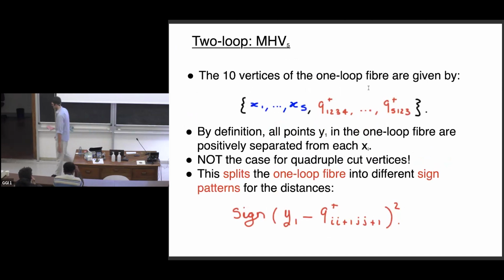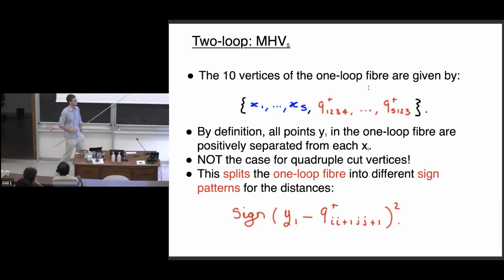So, as I said, at tree level, I'm going to do this for an example at 5 points. There's a single tree level chamber, so there's a single one loop fiber. It has some set of vertices given by the xi, together with some set of quadruple cuts, given by q plus 1, 2, 3, 4, together with its cyclic copies.